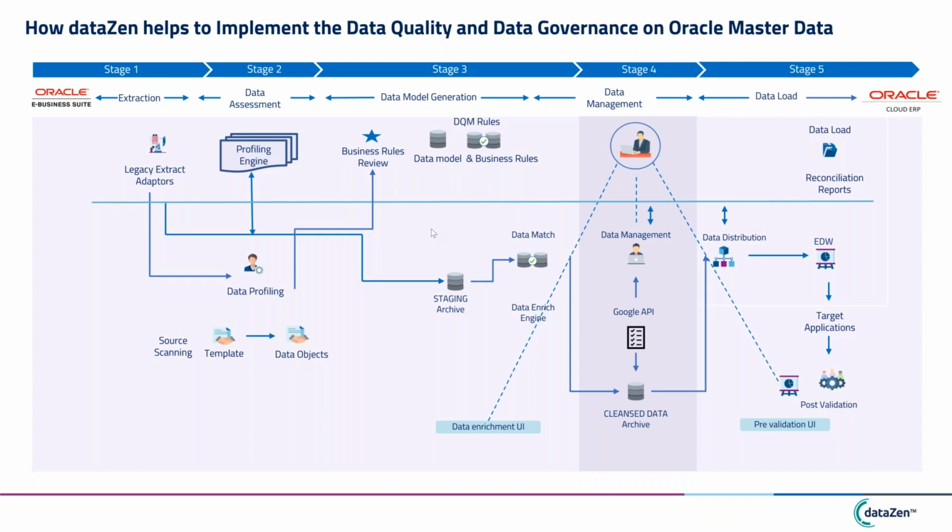Sure, Anbu, thank you. So how DataZen will help you in the implementation of data quality and data governance, specifically for the Oracle Master Data, is this: we could see that there are 5 stages, starting from the extraction to the loading. Stage 1 will be extracting the source records from the source instance. So we have to establish a connection here. Once the connection is established, we will extract the data, and then stage 2 will automatically start.